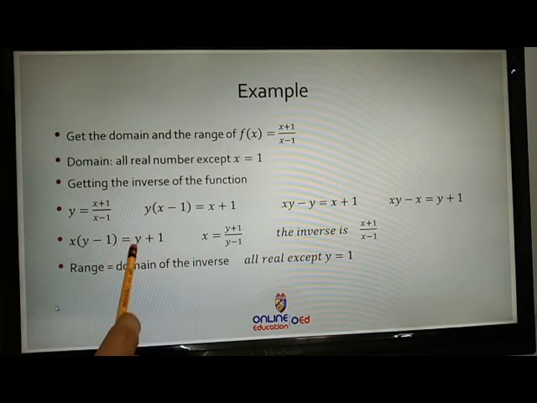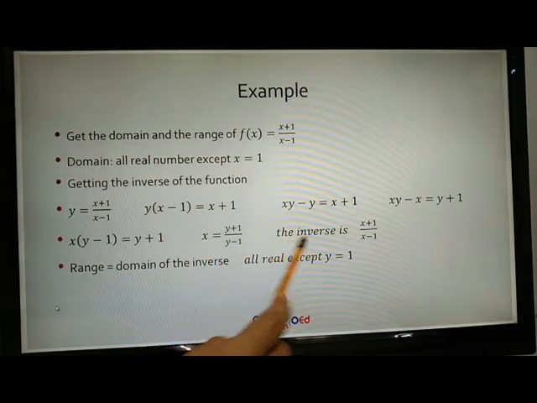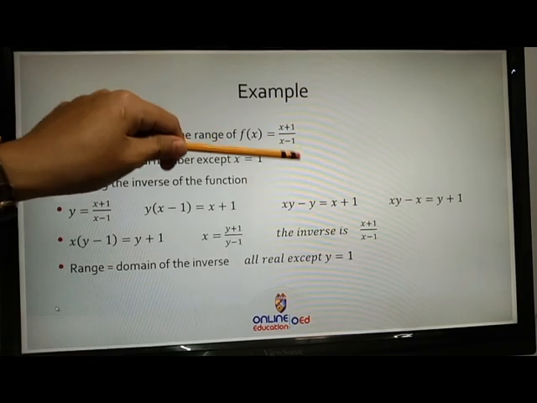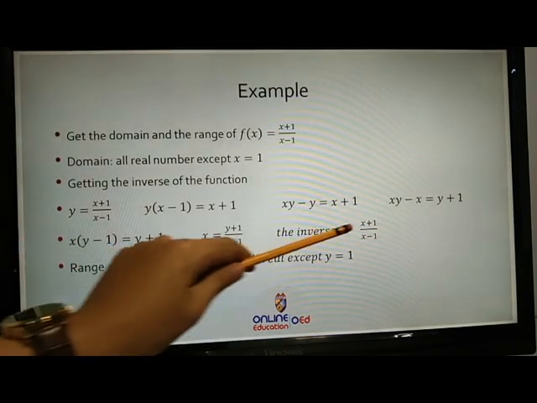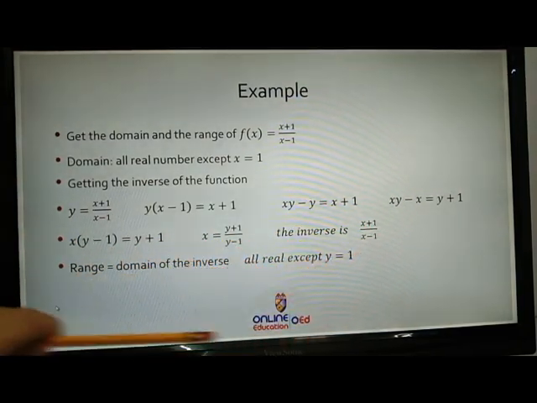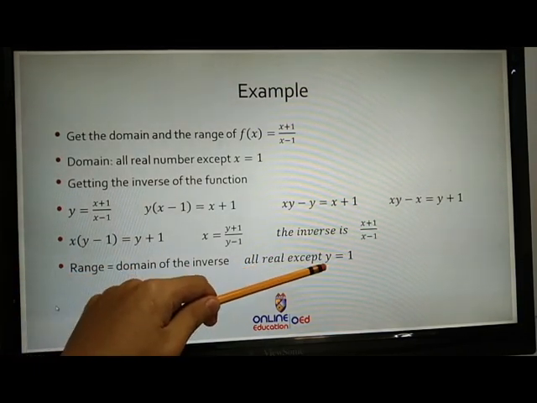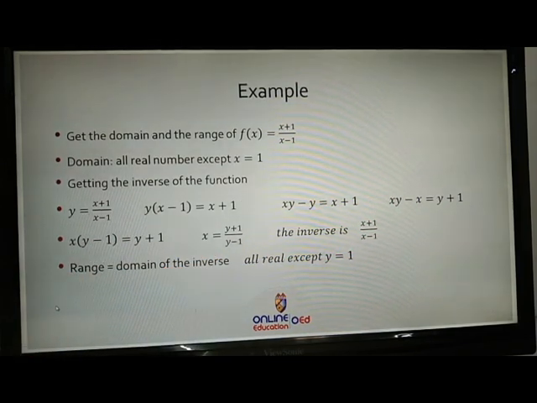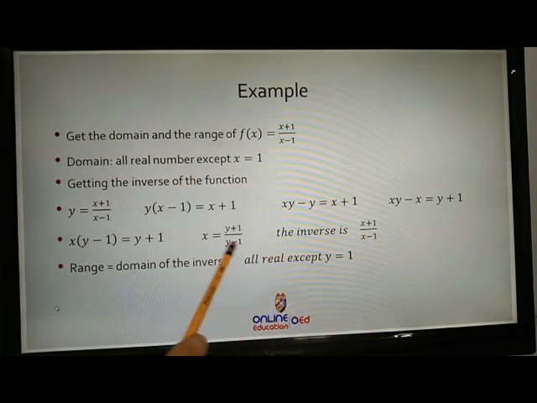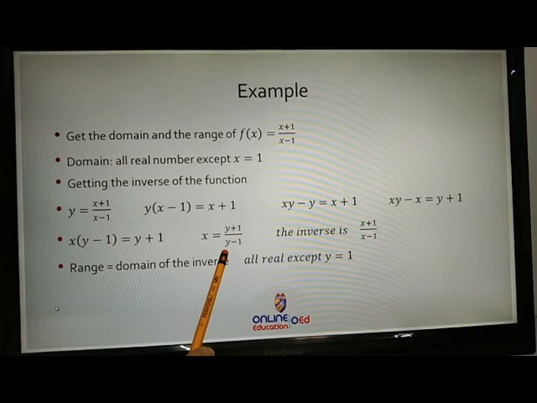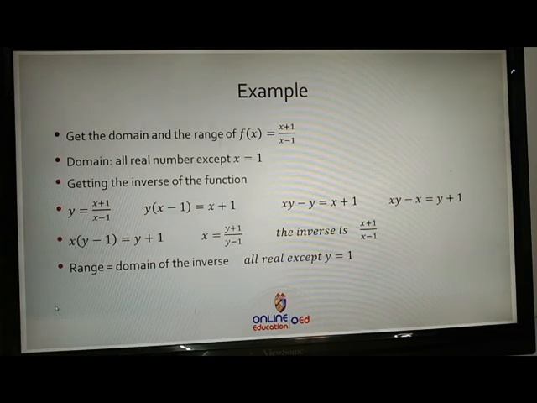Okay, so we have y plus 1 over y minus 1. So that's the inverse of the given function. Okay, so the inverse will be x plus 1 over x minus 1. So the range is equal to the domain of the inverse, all real except y is equal to 1. So all real except y is equal to 1. Kasi pag naging 1 si y, magiging 0 ang denominator and that would result to undefined given function.